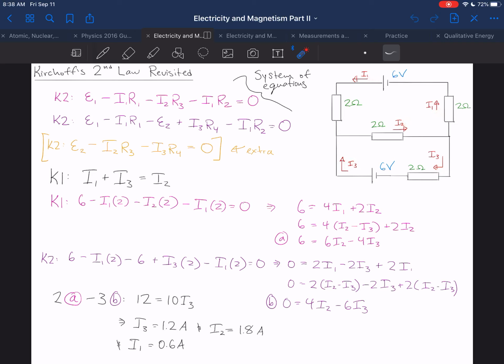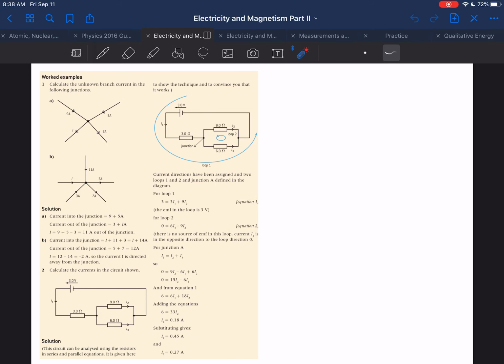What you will be expected to do in the IB is to be able to take a complex circuit like this and analyze it using that system of equations and to write down the system of equations. That's the most important part. So that's the step you should practice. Here's an example of applying Kirchhoff's second law, particularly number 2, to this kind of circuit.